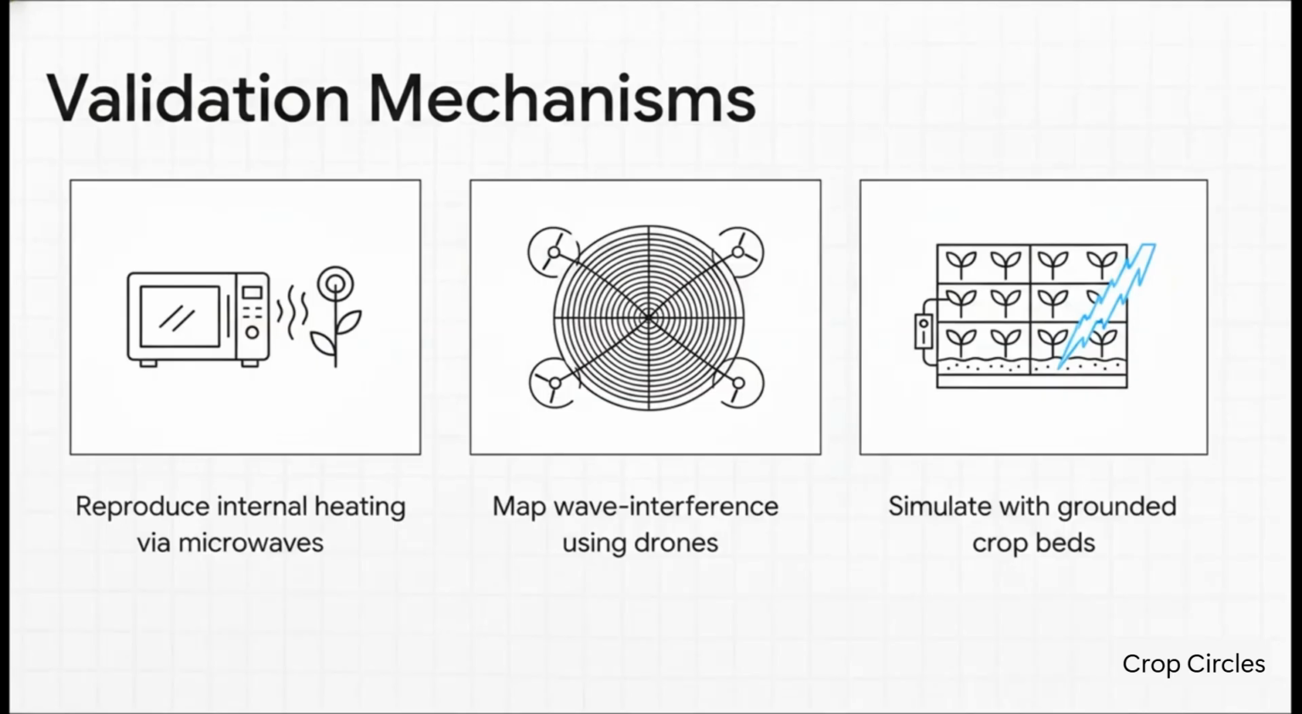Using the THD framework, we can hit plants with controlled microwave exposure to recreate that specific internal heating and node expansion. We can fly drones over these fields to prove the patterns perfectly match known wave interference models. We can even set up grounded, wet crop beds in a laboratory, hit them with plasma discharges, and watch the energy naturally fold the crops into these distinct shapes without a single human hand ever touching them.